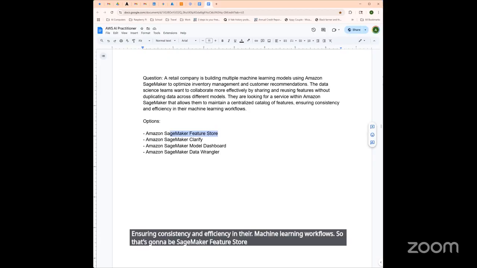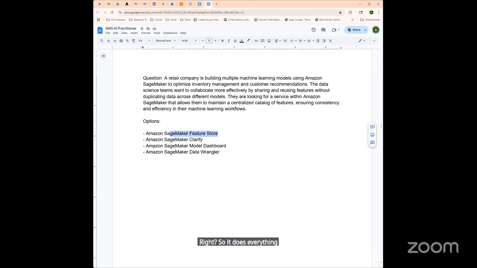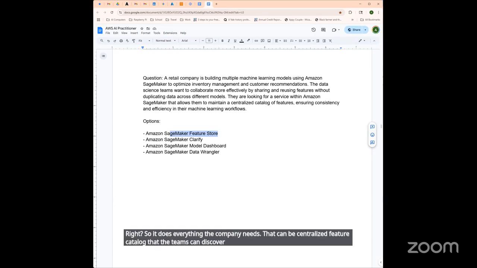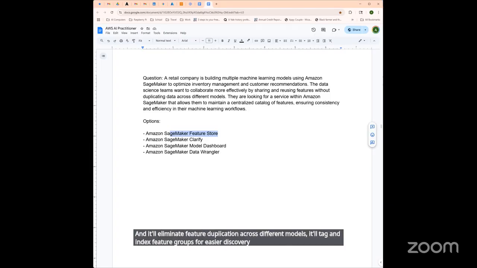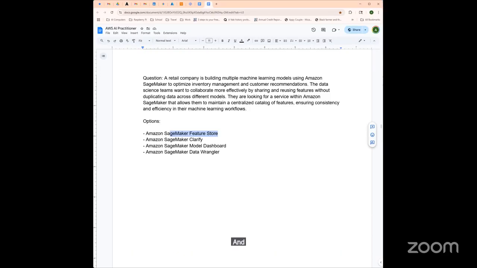So SageMaker Feature Store is the fully managed purpose-built repo to store, share, and manage features for machine learning models, right? So it does everything the company needs. That can be a centralized feature catalog that the teams can discover and reuse. And it'll eliminate feature duplication across different models. It'll tag and index feature groups for easier discovery through SageMaker Studio. It'll enable confident feature reuse and avoid duplication of pipelines. And it integrates with AWS Glue data catalog and supports SQL queries through Athena.